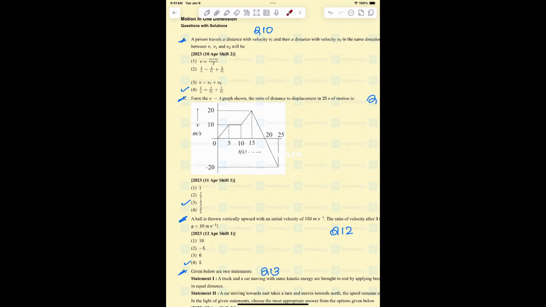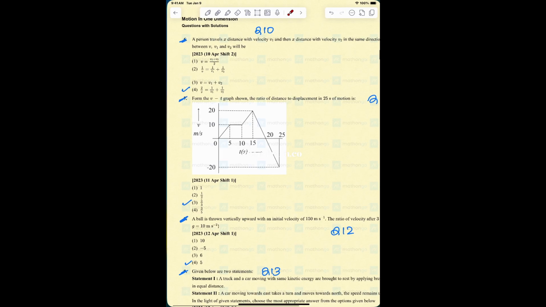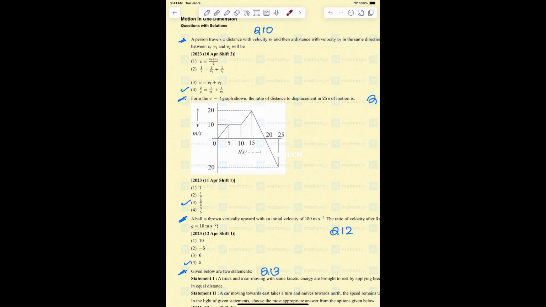The velocity-time graph shows the ratio of distance to displacement in 25 seconds of motion, up to this point. Now if it is distance, then we have to calculate this area plus this area and add them up, which gives you distance. If it is displacement, now this is 5, this is 5, and then the same slope. This is 20. Displacement will be only the area up to this point.